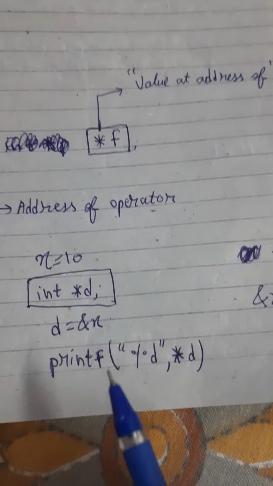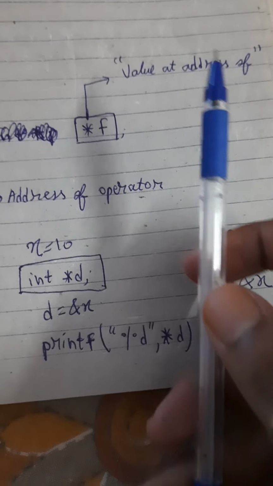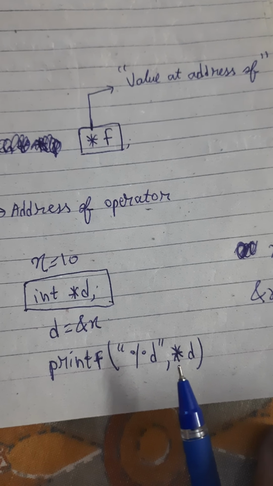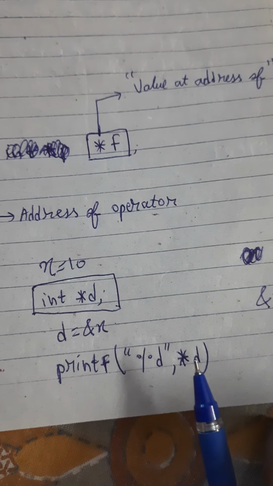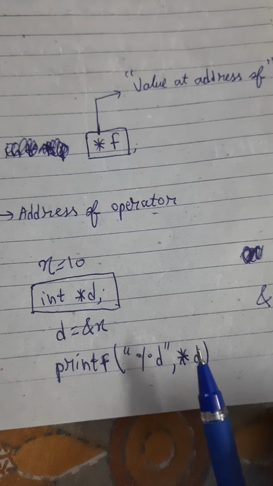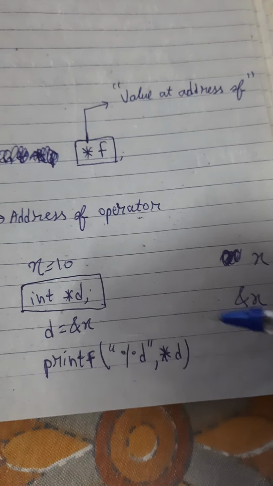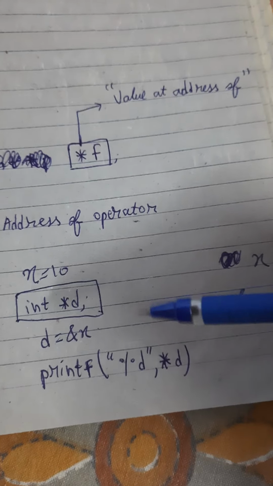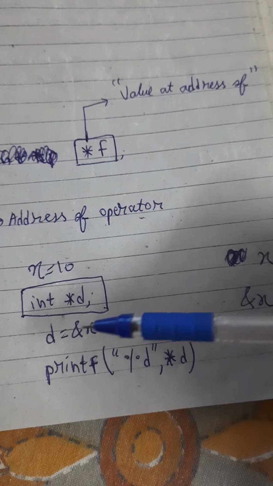So now if we come to the printf statement here, what is this basically? Star of d. So this is basically value at address of. Whenever this star is mentioned in any kind of executable statement, like star of d, it means give me the value at the address of. Generally people tend to get confused that it means give me the value at address of d. That is not the case. So what is the value of d? d basically contains the address of x, all right.